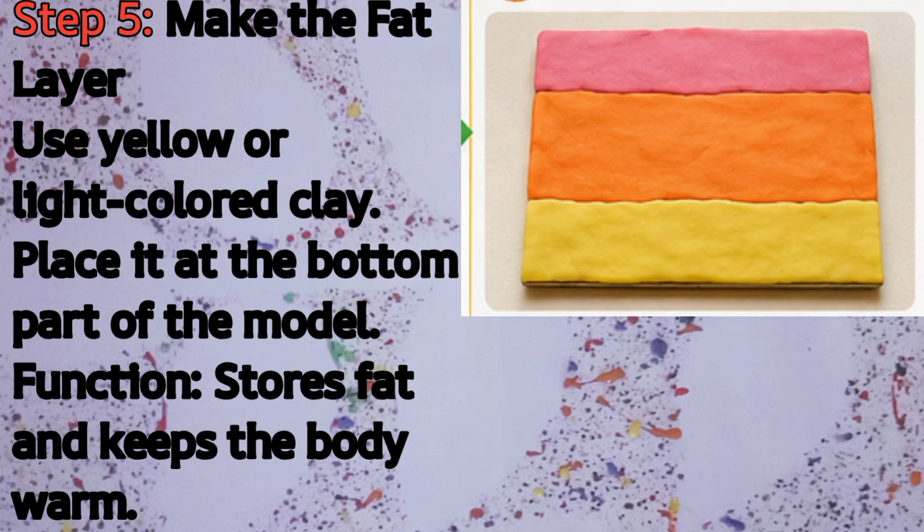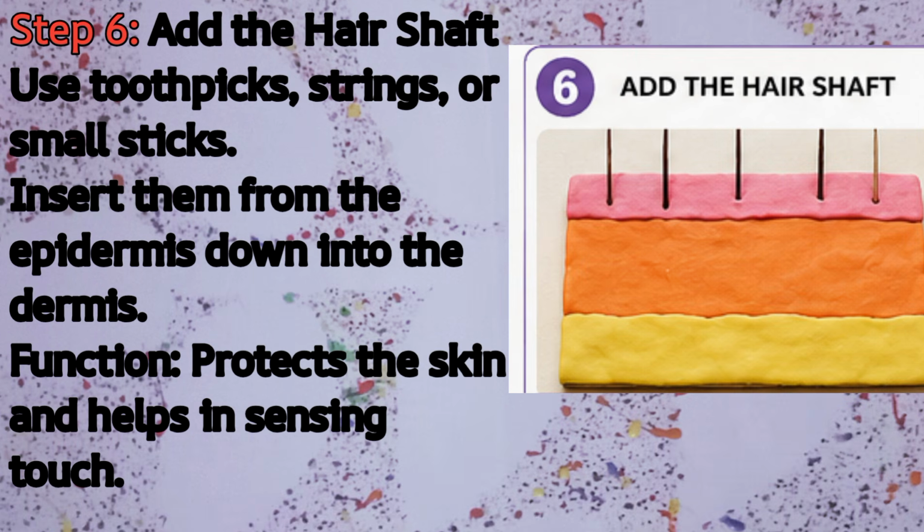Then they are going to add the hair shaft. Here they use the toothpicks which were collected, or the matchstick, string, or small sticks. They insert them from the epidermis down into the dermis, and will have already made the hair shaft, and its main function is to protect the skin and help in sensing touch.